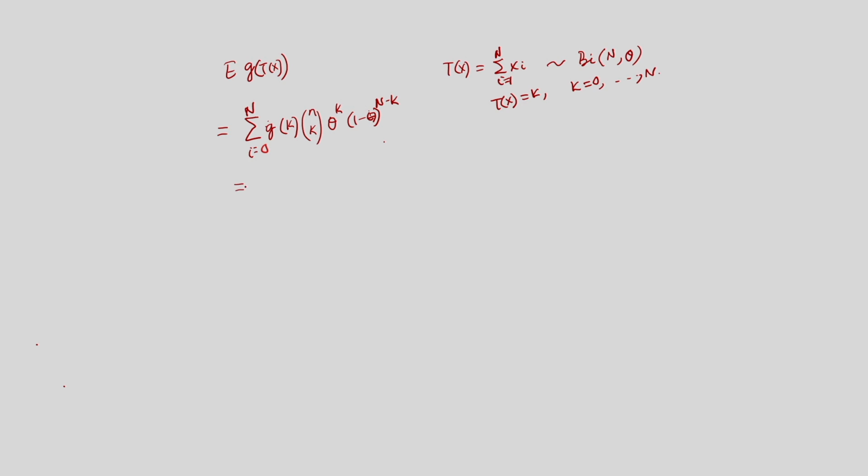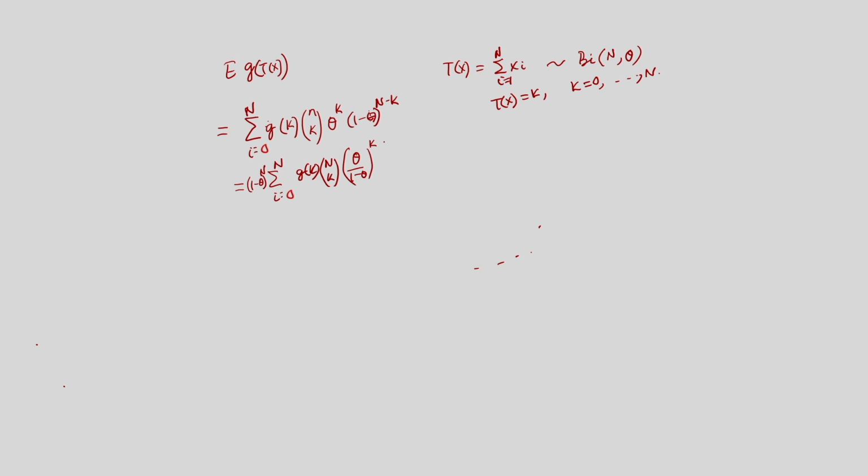So, this we can write as summation i equal to 0 to n, g(k) n C k (theta by 1 minus theta) to the power k, and this (1 minus theta) to the power n I can write here as (1 minus theta) to the power n.